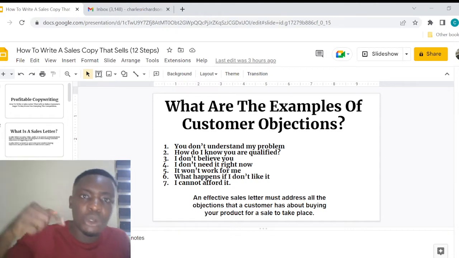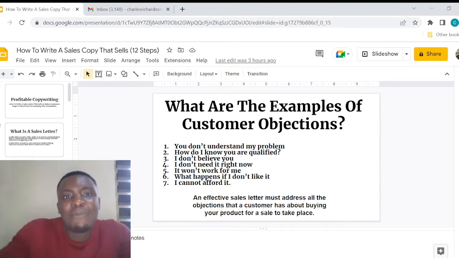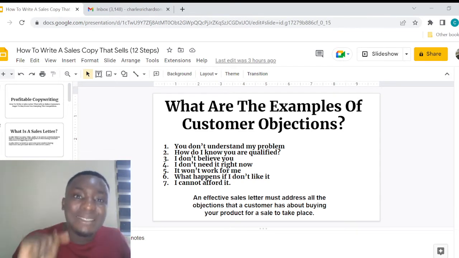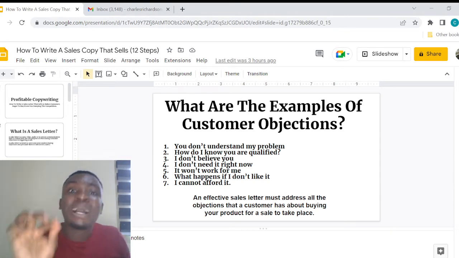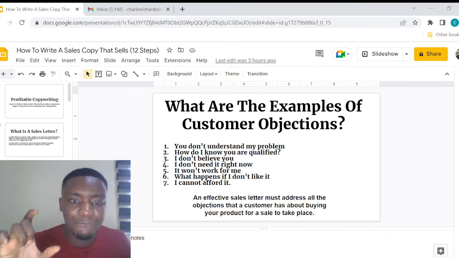How can you make them trust you to the point that they are willing to buy from you? Of course, anybody can claim what they are not, but how can you prove that you are the right person for the job? If you cannot successfully do this, customers will not buy from you.